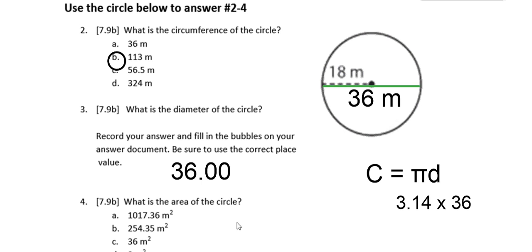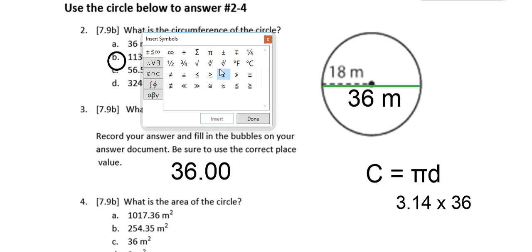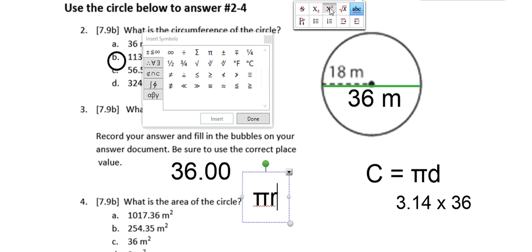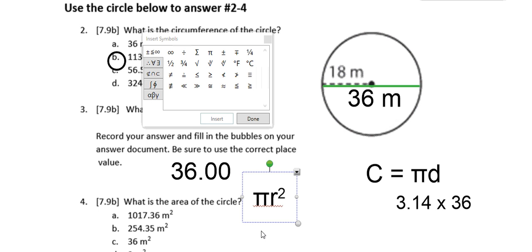Area of the circle? Well, you need to look at your math chart and find the area formula. And the area formula is pi times the radius to the second power, pi r squared. Oops, what happened there? Oops, it's not even close. Try it again, pi r squared, which means pi times r times r.